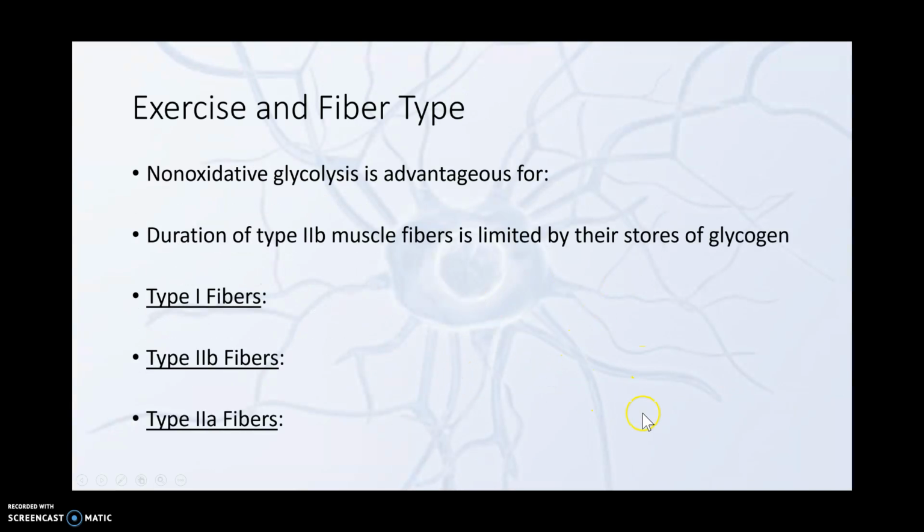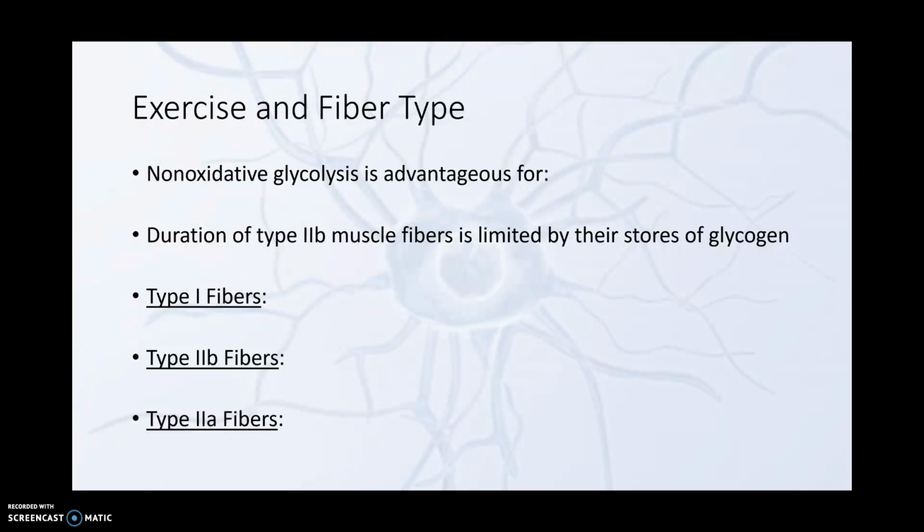Okay, so let's talk about exercise and fiber type. Non-oxidative glycolysis is advantageous for muscle fibers that are specialized for brief, powerful contractions. So just like I said, lifting a weight, a 1 rep max, 3 rep max, even up to 10 reps, we're using ultimately fast, immediate energy systems as well as anaerobic glycolysis.